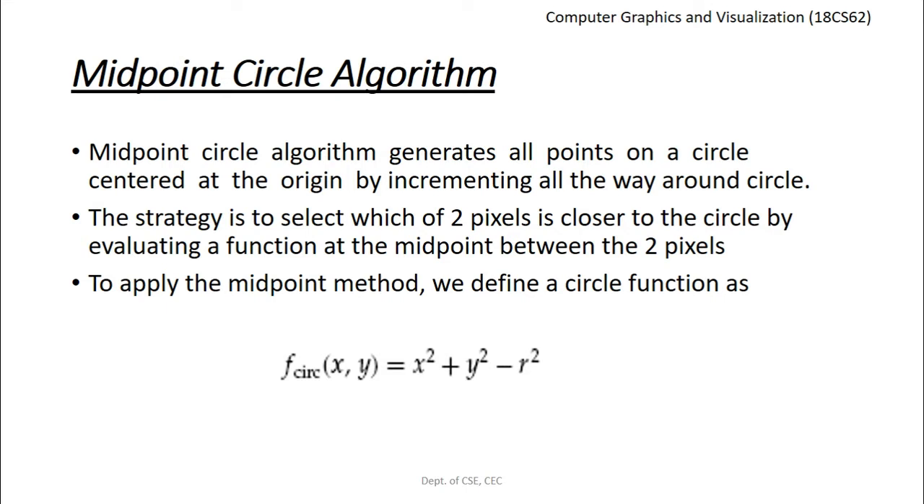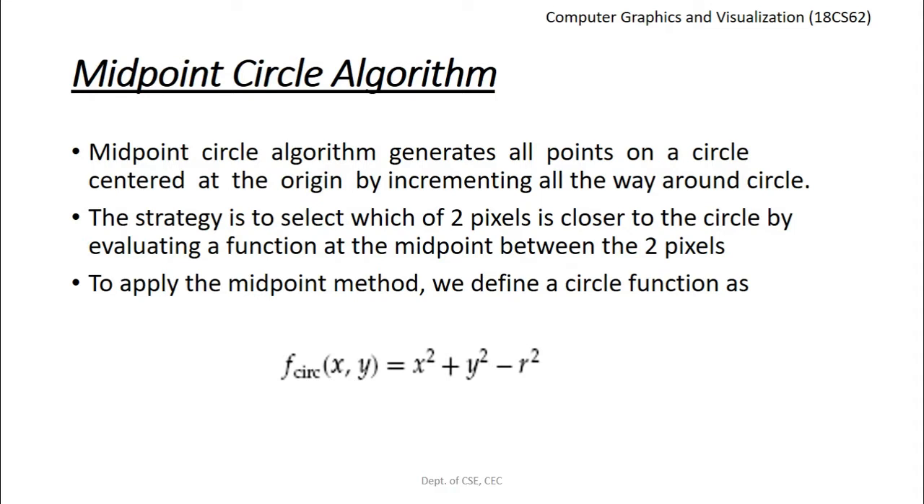Sometimes while we are plotting a point on the boundary of the circle, there may be a need to decide which of the two pixels should be selected. In that case, we find a value called the midpoint to select one of the two pixels.